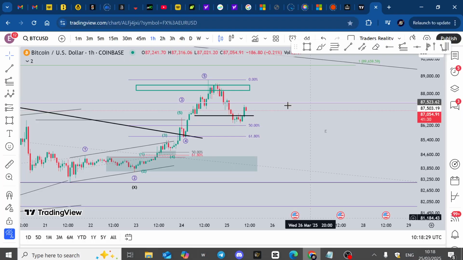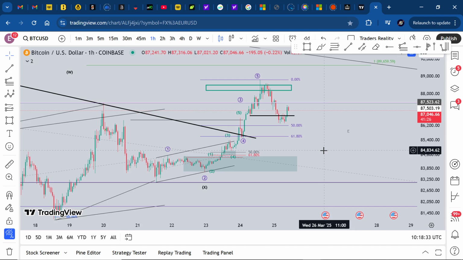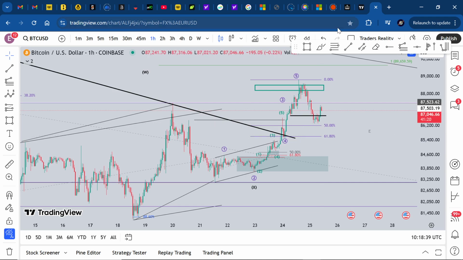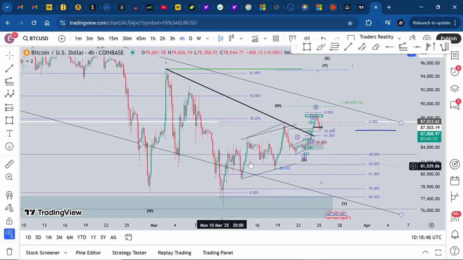Okay, update on Bitcoin. We've hit target. Wow. Now the count, I may alter this count now. We have more information, and let me just go to the 4-hour quickly. Been calling this since Friday.